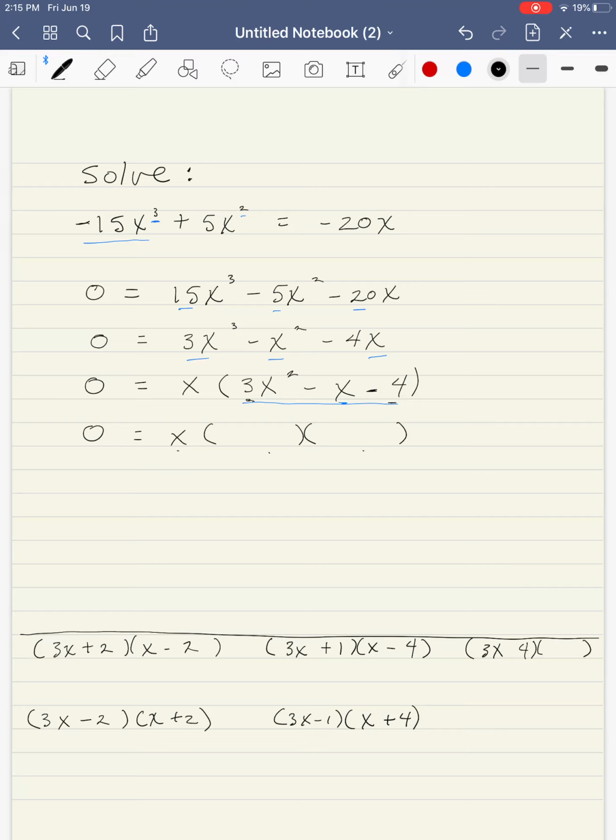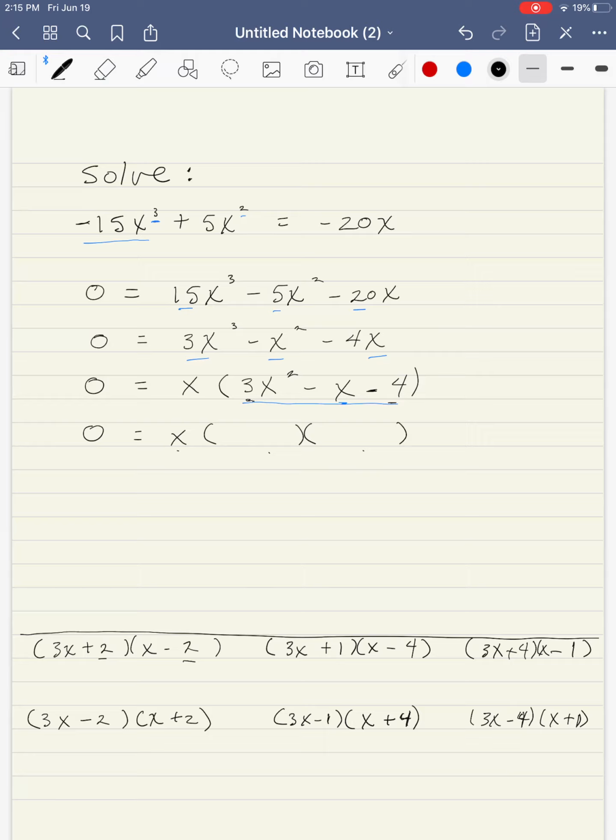Or I could flip-flop the 1 and the 4 with a positive and a negative, or the other way around with a negative and a positive. Notice I had to switch the 1 and the 4 here and here. These are different factors.